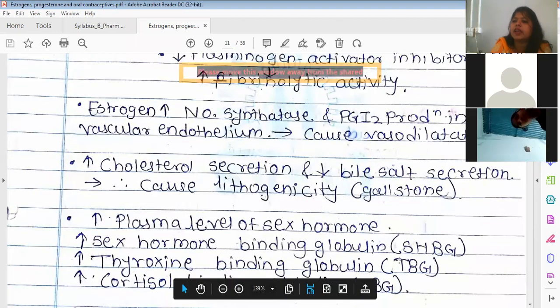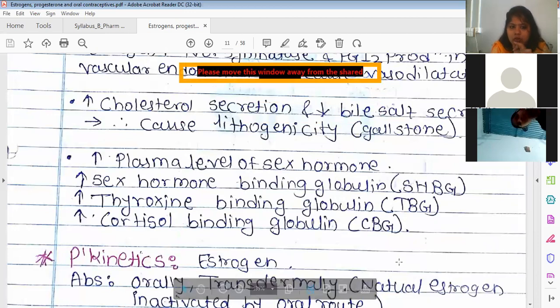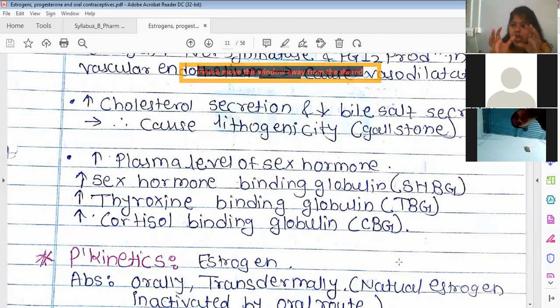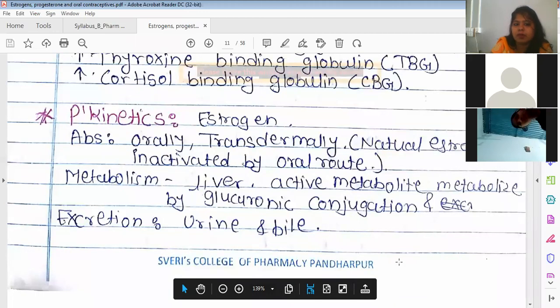म्हणजे indirectly हे काय करतंय, blood ला viscous करतंय. Indirect action. Okay. Then the plasma level, increase the plasma level of the sex hormone binding globulin, also increases the thyroid binding globulin and it will increase the cortisol binding globulin. म्हणजे ज्या गोष्टी आपल्याला डेव्हलप करतात त्या गोष्टी इन्क्रीज करण्याचं काम कोण करतं? इस्ट्रोजन करतं. Clear? Then what is the pharmacokinetic of the estrogen?